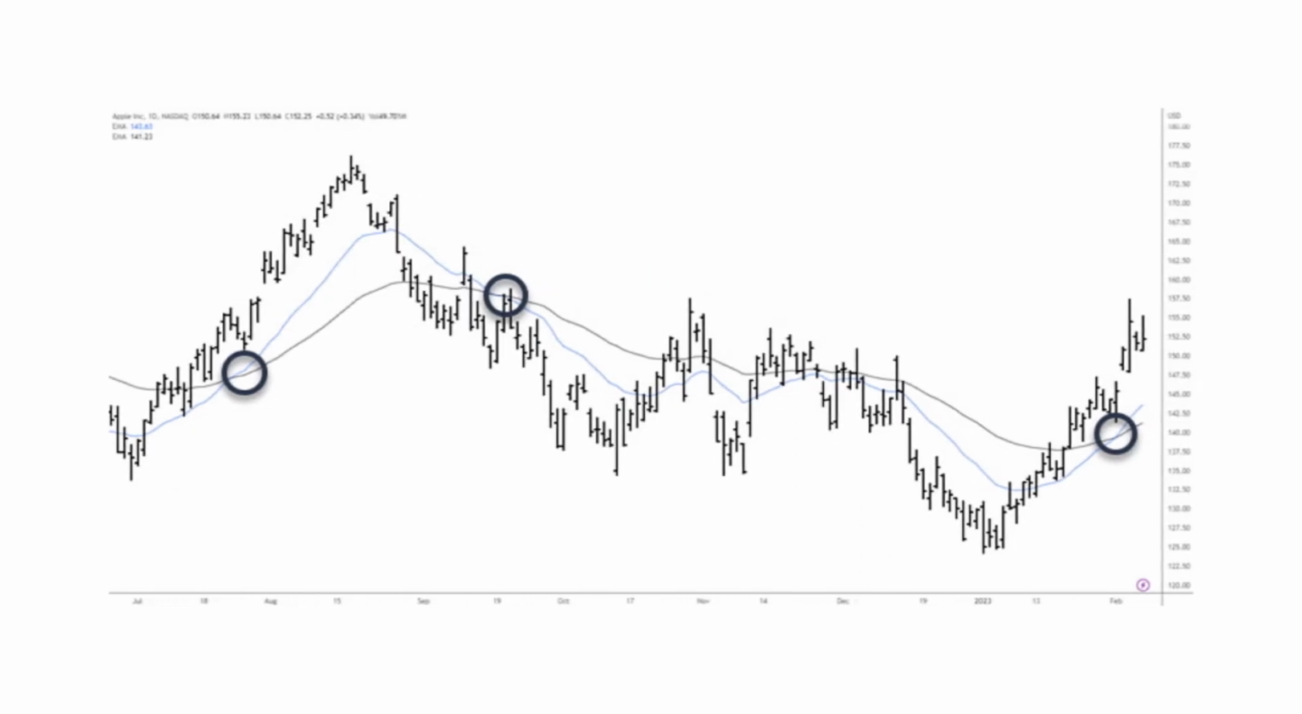So for example, if I'm looking at Apple here and I notice that its short term 20 period SMA has crossed above its longer term 50 period, well, this could be interpreted as a buy signal for Apple, or at least a bullish move. And I'd look for a price pattern after that. But on the other hand, if you see the 20 period cross below the 50 period, then we're looking at sells.